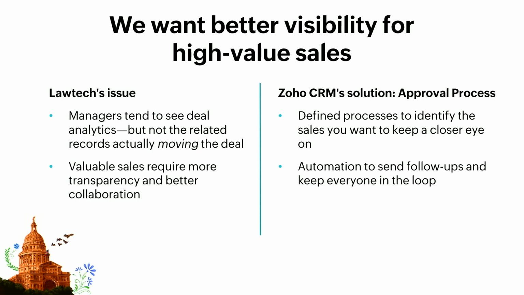And I've heard that you guys have already kind of talked about that a little bit today, so we can maybe move through that one pretty quickly. But it is a cool feature. It's automations where you can define the process. You can define the process to identify sales that you want to keep a closer eye on. Additionally, you can automate and send follow-ups, keep everybody in the loop, better visibility for those high-value sales.